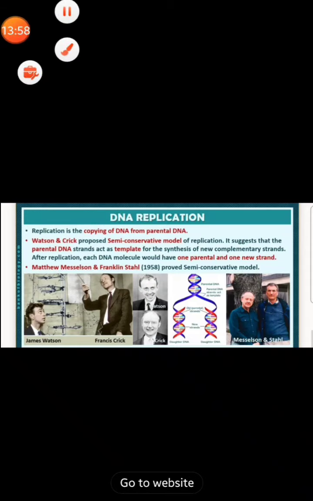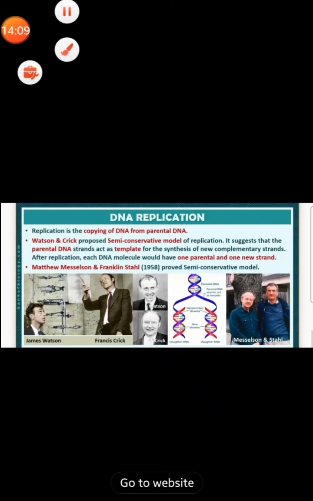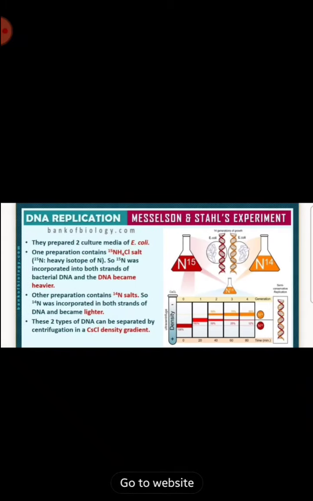So this is very important. Nowadays they will ask even the year also. So you have to remember, in 1958 they proved the semi-conservative model. Who proved the semi-conservative model? Meselson and Stahl. Okay, so what is actually the Meselson and Stahl experiment? How they proved the semi-conservative mode of DNA replication? Very interesting experiment. We will study it now.